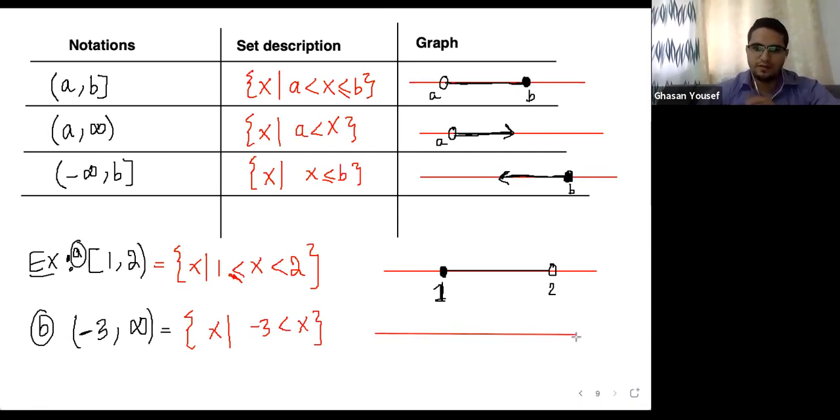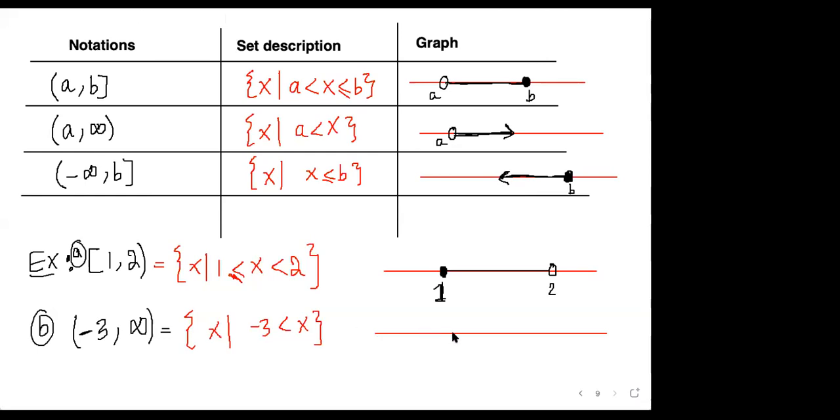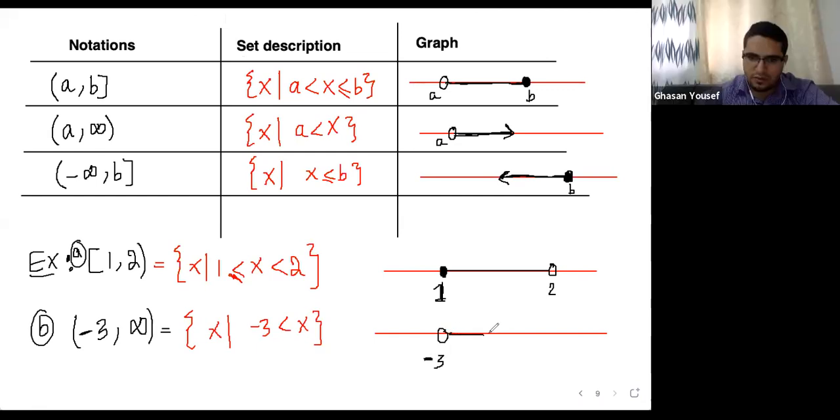So how can we graph it? It's going to be open at -3, and it goes to the right. Sorry, it goes right. The arrow to the right, like this.